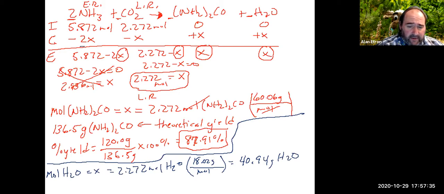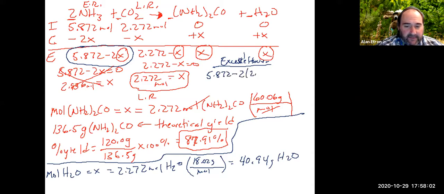Also a common question is how much excess reagent is left over. So we can also very quickly go back to our table and figure out how much excess reagent is left over. The excess left over would be 5.872 moles minus 2 times x, which would be 2.272.